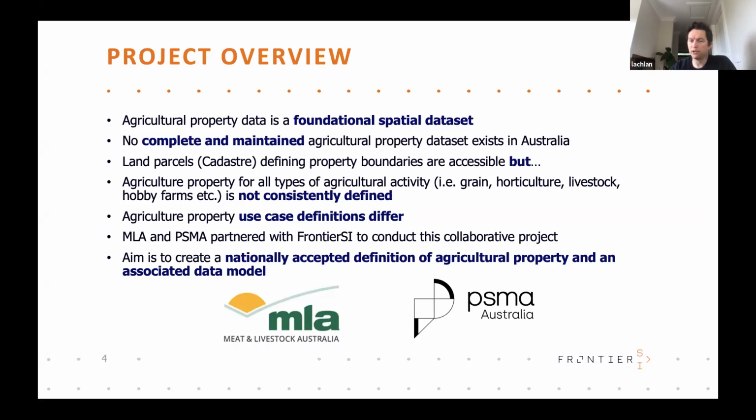Also, what people want to do with this data differs considerably. So the idea is to go away and create a nationally accepted definition of agricultural property and a data model that supports that definition as well.